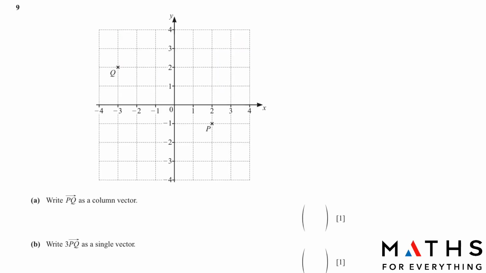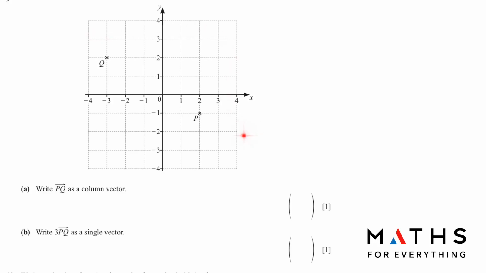Question number 9. We have been given the quadrant and we have to find PQ, write PQ as a column vector. Before we start, when we write as a column vector, the top number represents the x and the bottom y. If you are shifting your point to the right, the x value will be positive. If you are shifting your point to the left, your x will be negative. And if you are shifting your y up, then that y value will be positive. If you are shifting down, it's going to be negative.